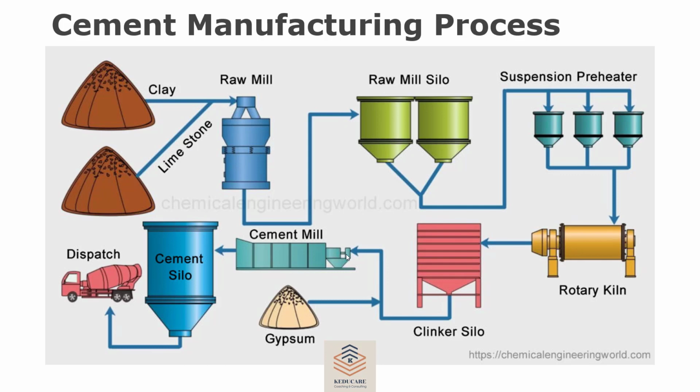The mixing of raw materials can be done with either the dry process or the wet process. In the dry process, the calcareous material, that is the limestone, and the argillaceous material, that is the clay, are ground to the required size. It is ground in this raw mill, as you can see, and then they are mixed in the required proportions. A particular proportion is required between the limestone and the clay, and it is stored in silos.